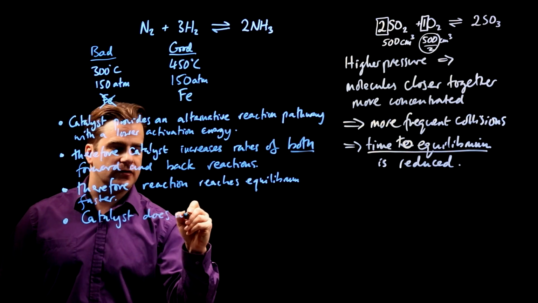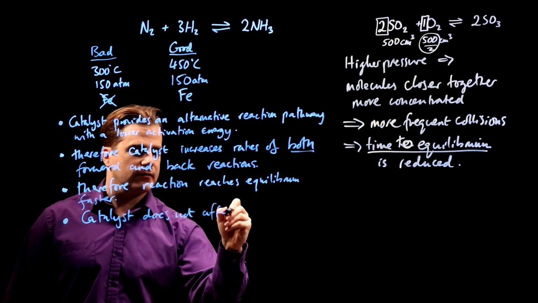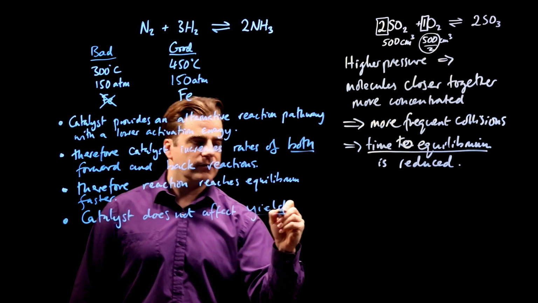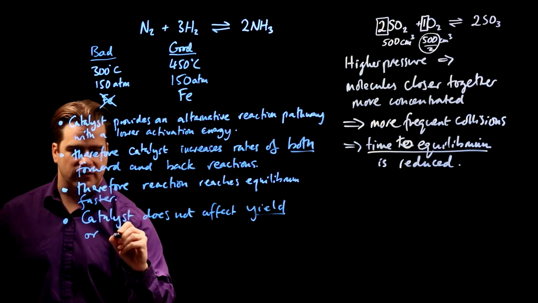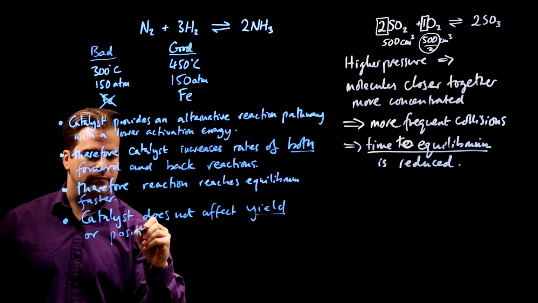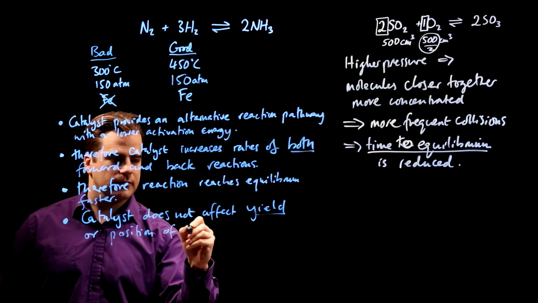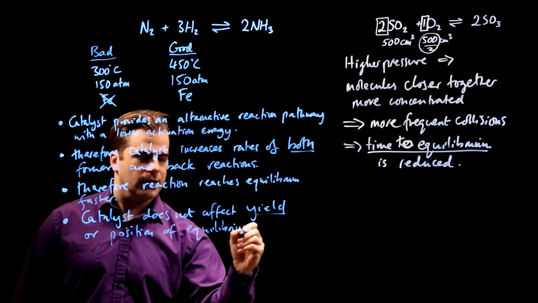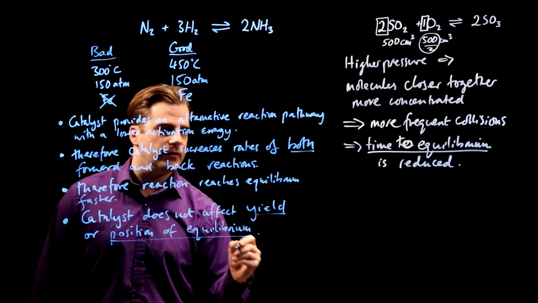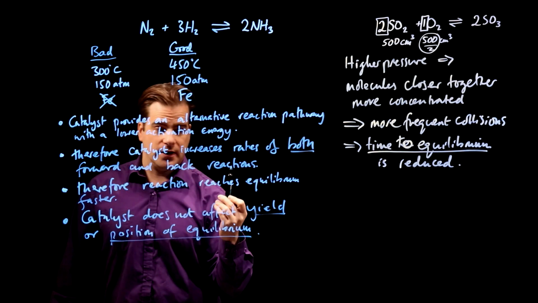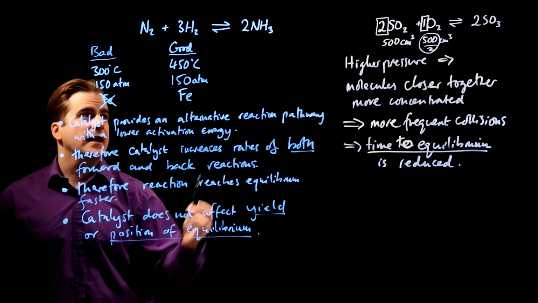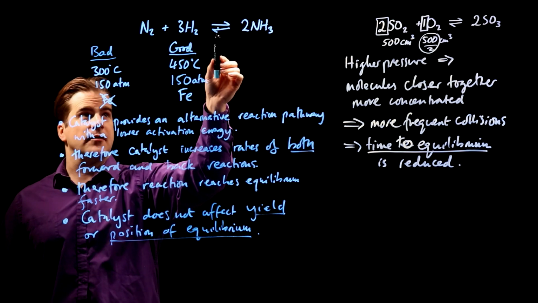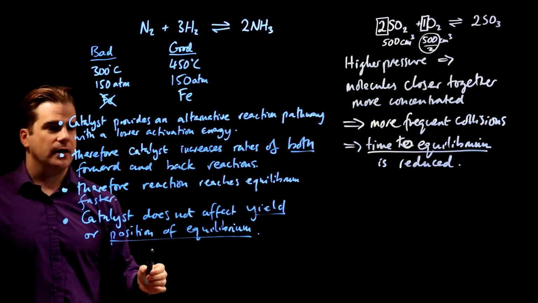A catalyst does not affect the yield or the position of equilibrium. Okay? So if you didn't know that, learn that now. When you use a catalyst, it doesn't increase the yield and it doesn't affect the position of equilibrium. It doesn't shift it one way or the other.